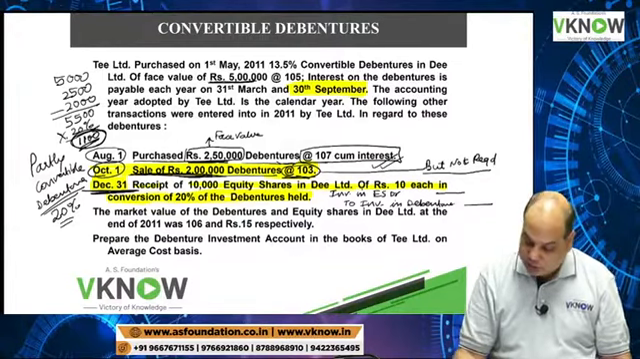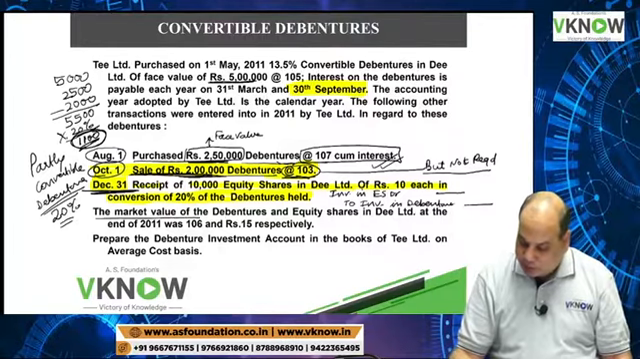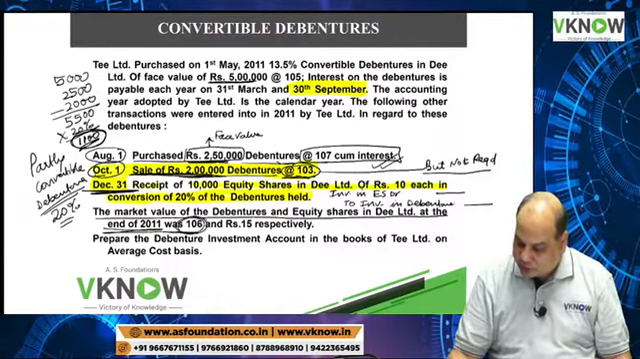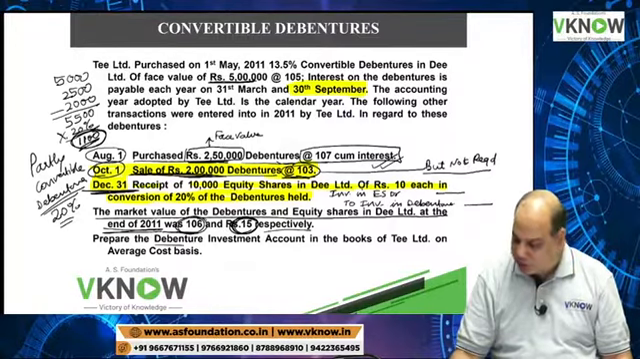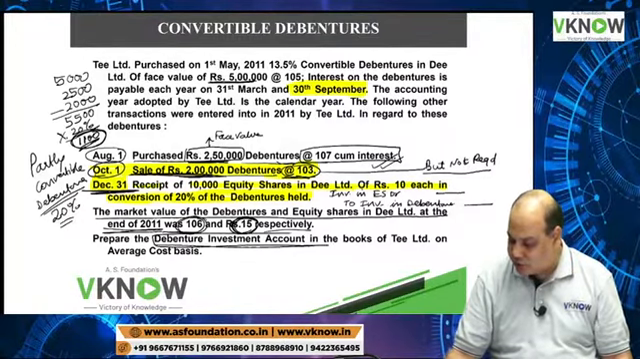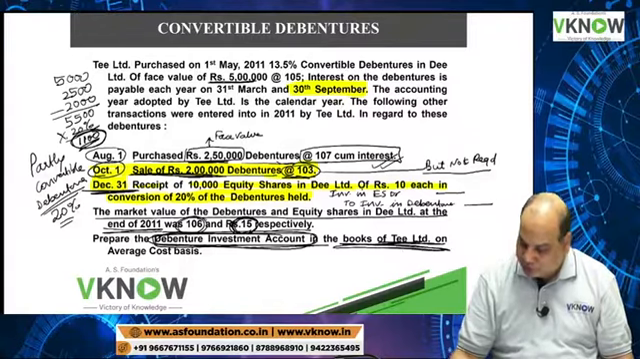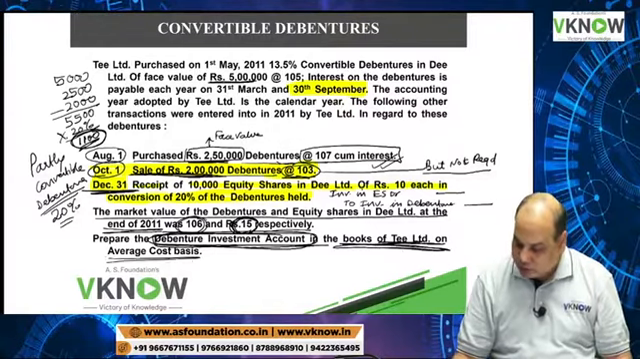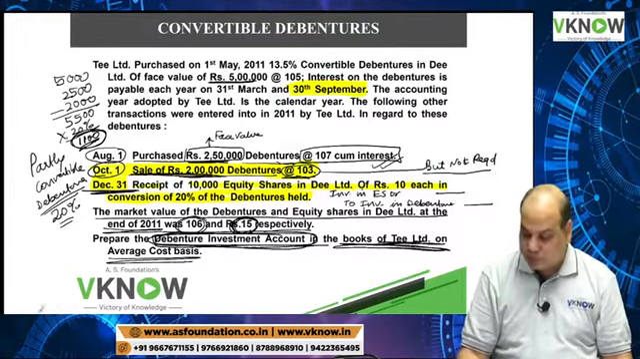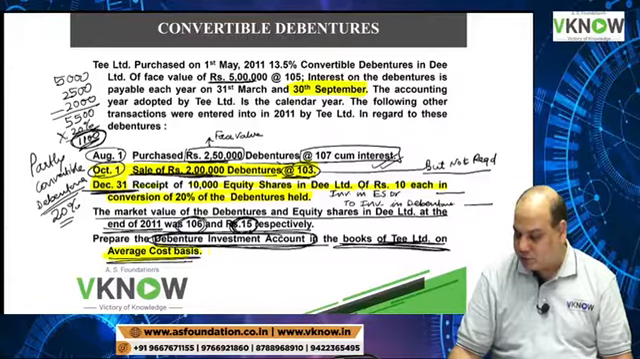We will discuss. Next point, the market value of the debenture and equity share at the end of 2011 is 106 rupees for debenture and 15 rupees for equity share respectively. Prepare investment in debenture account in the books of T Limited on average cost basis. Average cost means weighted average rate we have to compute.